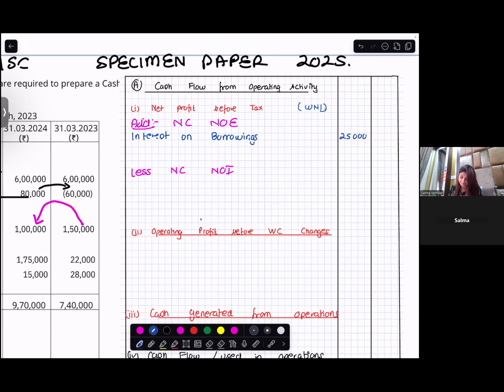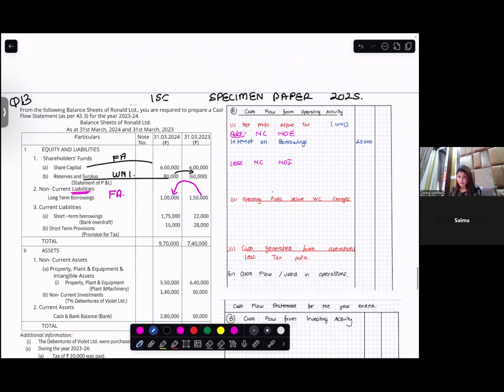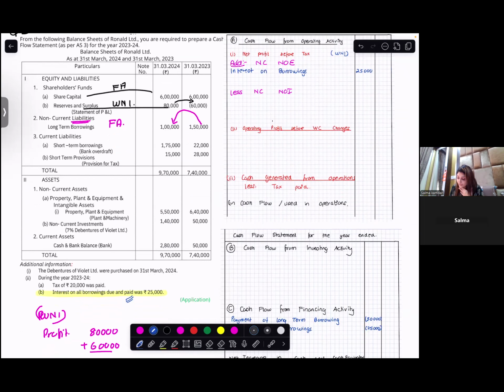25,000 will be added. I am just reading and putting. Now, short term borrowings, which is your bank overdraft, you have two options. Because of this bank overdraft, you're getting some finance. You can treat it as financing activity, or you can treat it as cash and cash equivalent. We will treat it as financing activity, no problem.